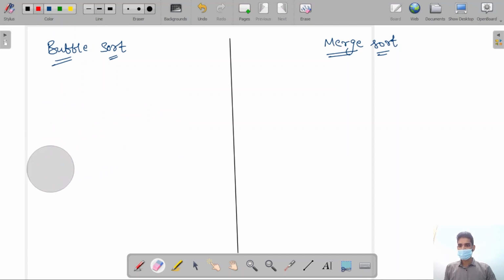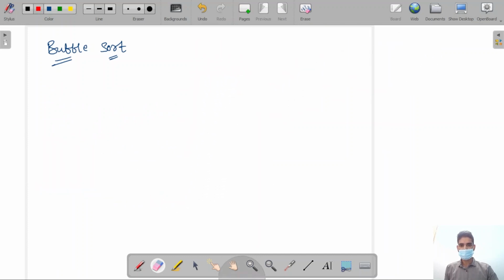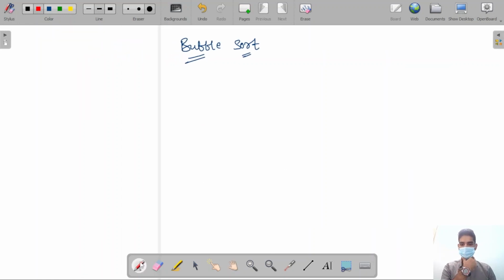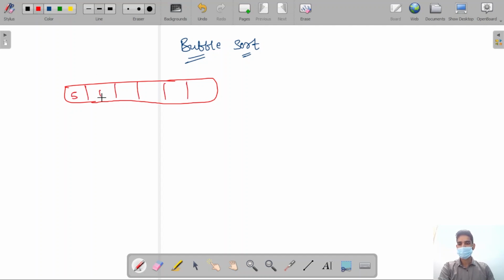Firstly, we will discuss bubble sort. Now, what is bubble sort? Let's say we have an array. We will take a short, small array, not a larger one: 5, 1, minus 10, 11, 12, and minus 50. So these are the numbers.